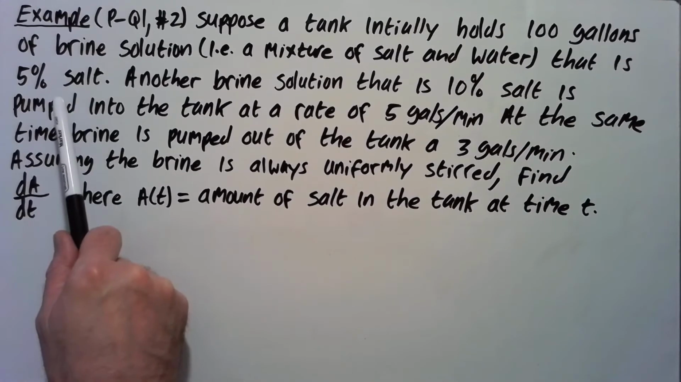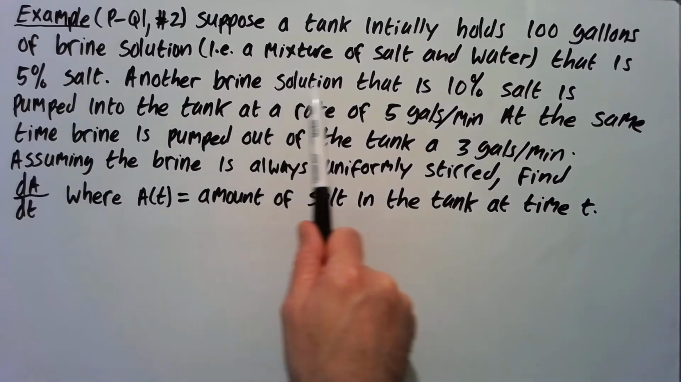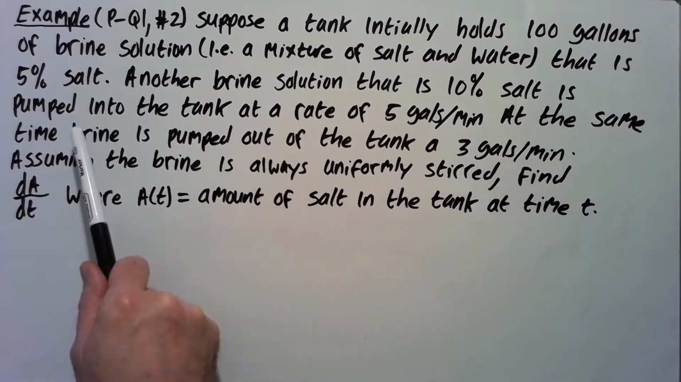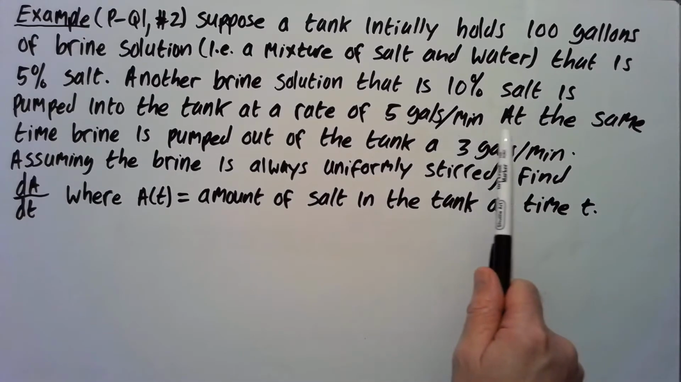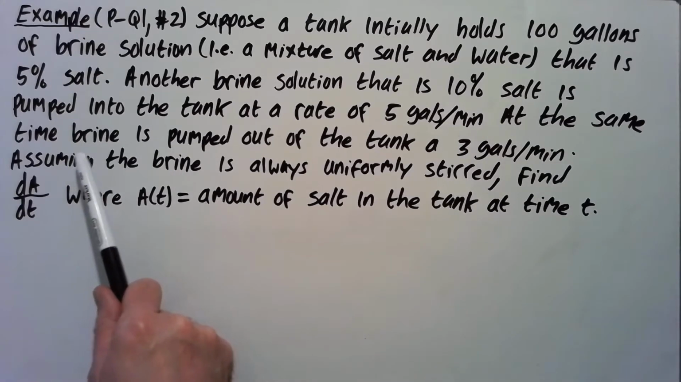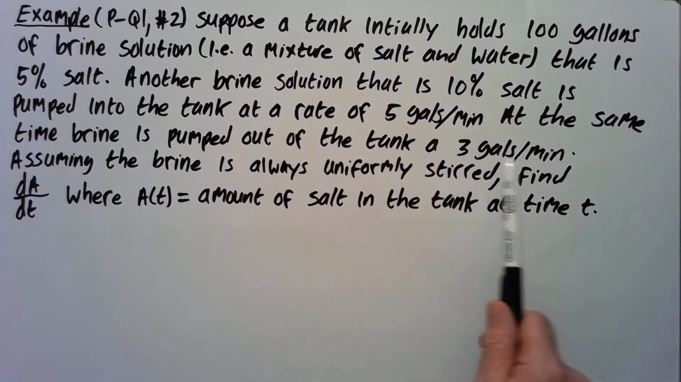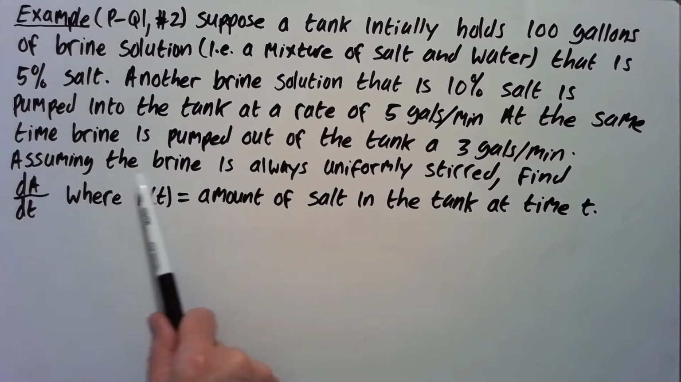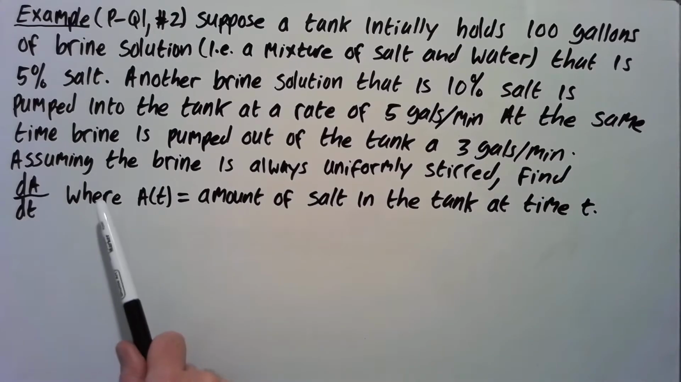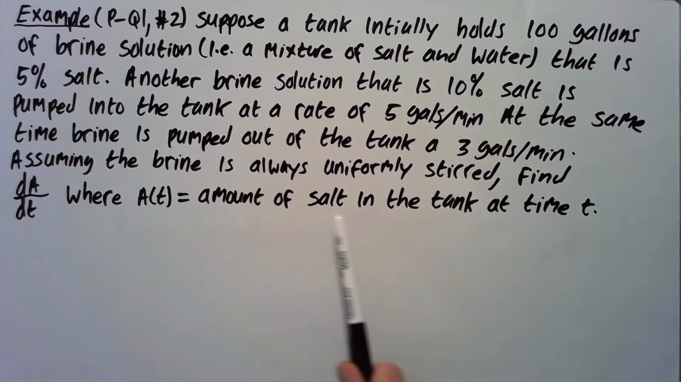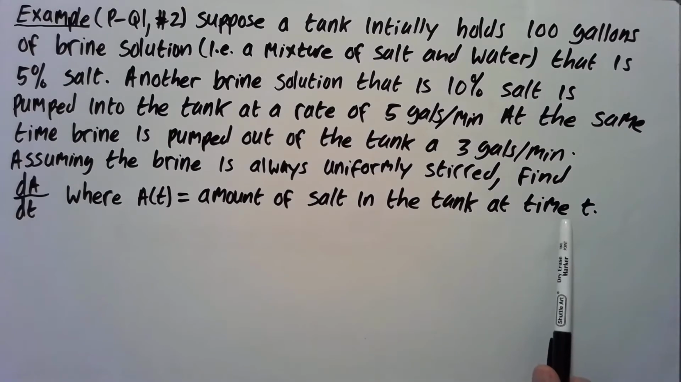That is 5% salt. Another brine solution that is 10% salt is pumped into the tank at a rate of 5 gallons per minute. So at the same time, brine is pumped out of the tank at 3 gallons a minute. Assuming the brine is always uniformly stirred, find dA/dt, where A is the amount of salt in the tank at time t. Okay, so let me draw a picture of this.